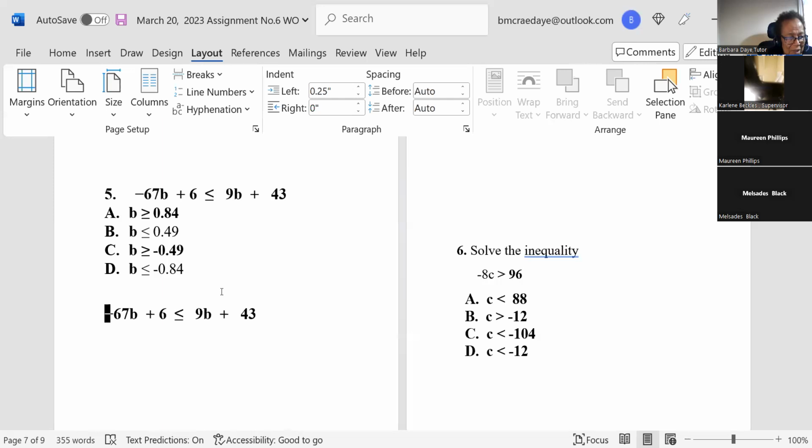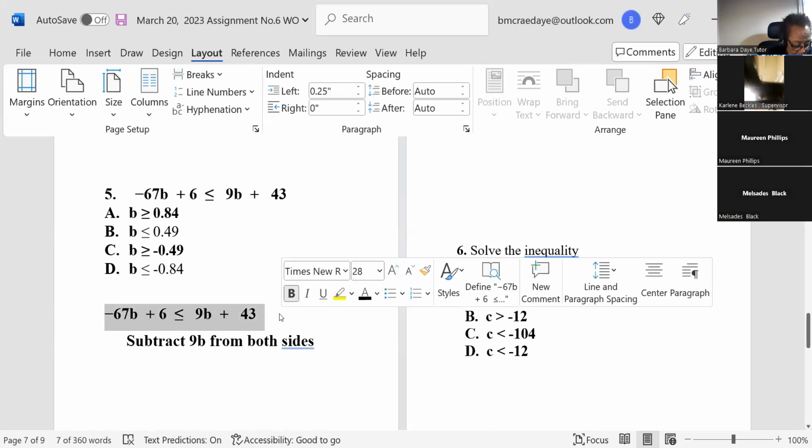I subtract 9B from both sides. Don't throw away your variables now. Okay, that's a good start. I subtract 9B from both sides and I get 58 and B, right, which is 0. Okay, let's just do what you did. Subtract 9B. Very good start. Let's just put that there and you tell me what you got.